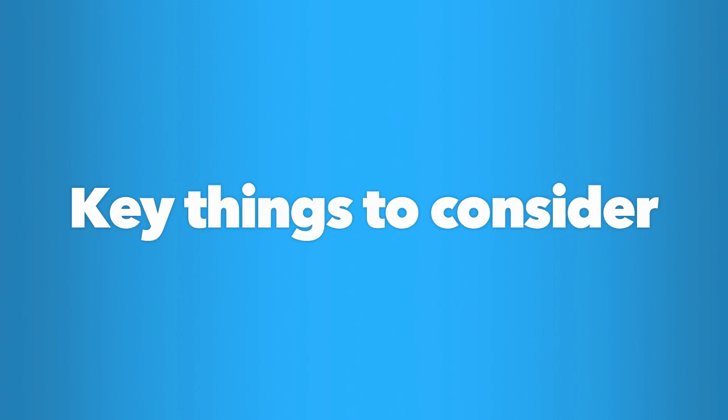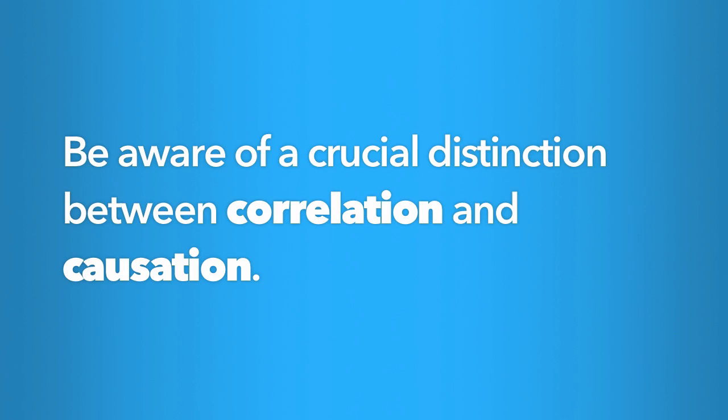Key things to keep in mind. Causal reasoning is frequently part of problem solving for pressing economic and cultural issues. That makes it an important but challenging aspect of critical thinking. There are some key things to keep in mind as you engage in causal reasoning or evaluating the reasoning of others. First, you should be aware of a crucial distinction between correlation and causation.